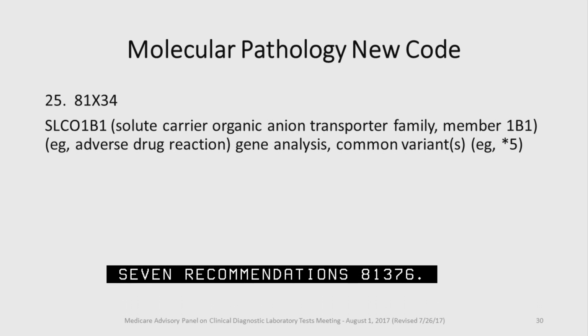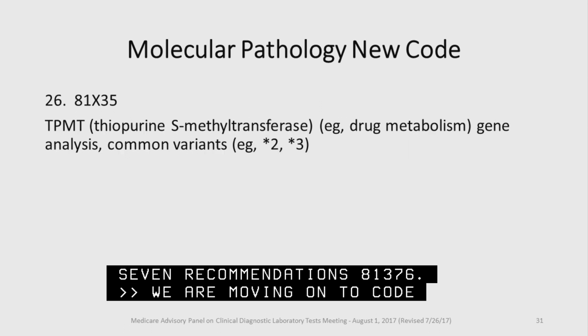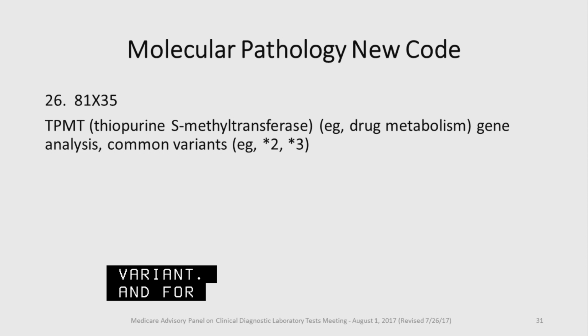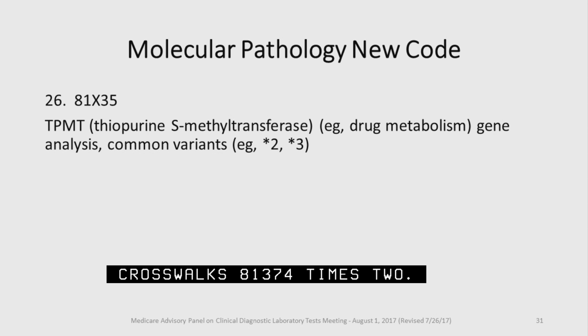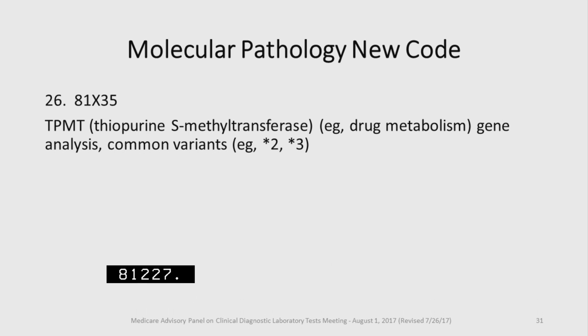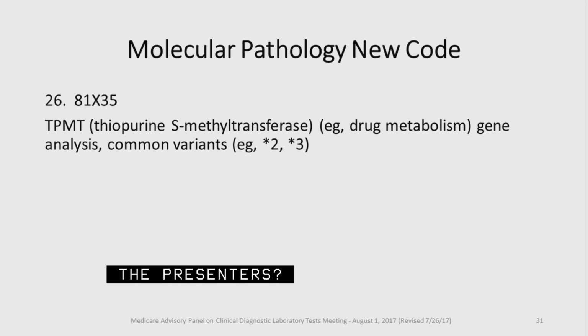Okay, so we're moving on to code 81X35, TPMT gene analysis common variance. And for 81X35, we have suggested crosswalks of 81374 times 2. And we have suggestions for 81227. Does the panel need to speak to the presenters? Does the panel have questions for themselves and want to have a discussion about these suggested crosswalks?